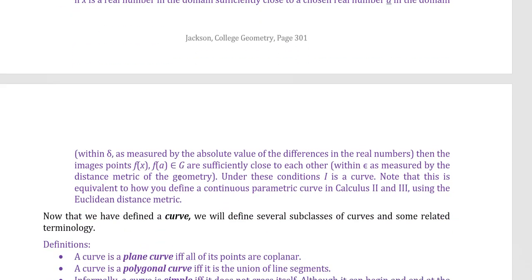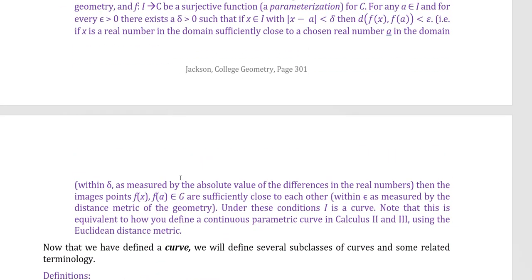Okay, so once we have defined a curve, we can define several subclasses of curve and some related terminology. Once again, if that part went over your head, just remember we can go back to the elementary school definition of the curve. It's basically something we can draw without picking our pencil up. It's one connected piece. So continuous basically means connected.